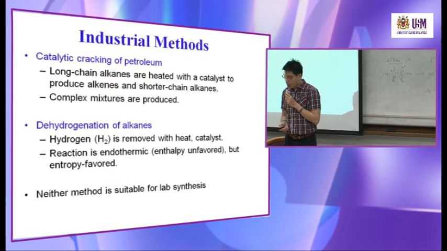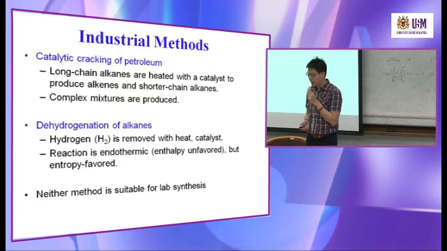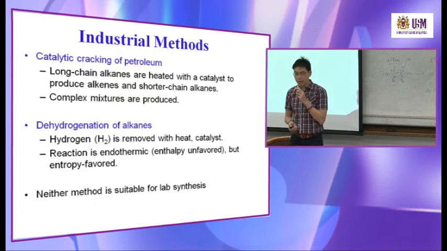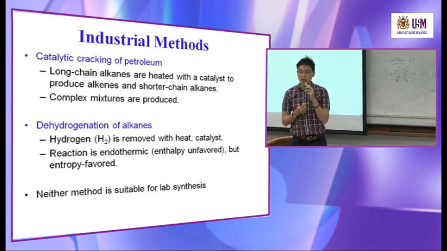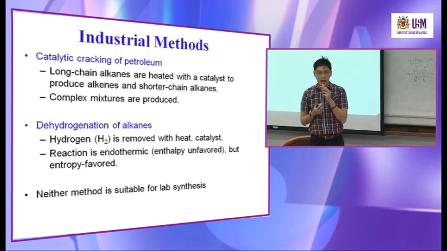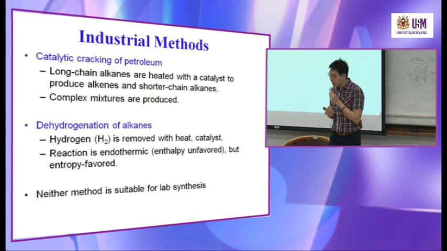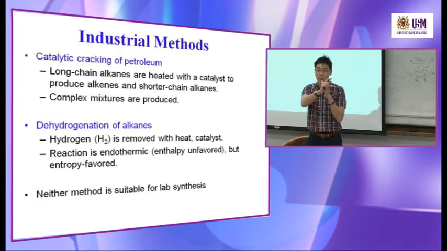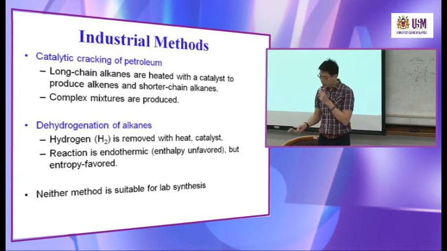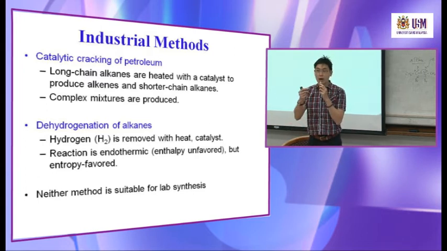So also to produce alkene, you can use industrial methods. For example, catalytic cracking of the petroleum. Petroleum is a hydrocarbon, a mixture of hydrocarbons, long chain or short ones. And so you're using a very aggressive condition, and you can produce alkene as a mixture. This is the industry grade. Long chain alkanes are heated with the catalyst to produce alkene and a shorter chain alkane. So from the long chain, you can break it into a shorter chain alkane. Also, you can remove a hydrogen from that to form an alkene. This is how they produce alkene in the industry.